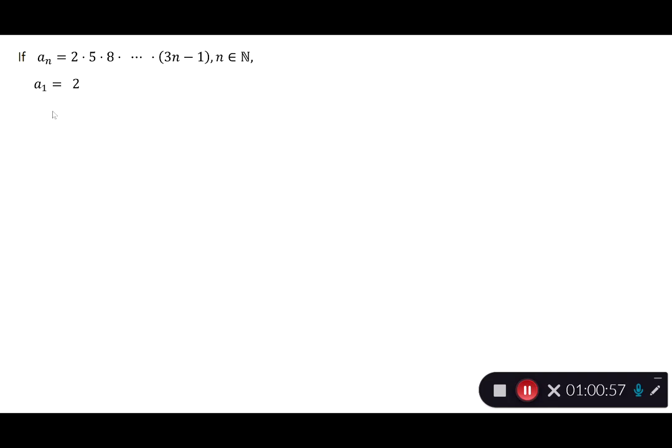Okay? If you didn't understand that, don't worry too much about it right now. When we go to a sub 2, what is a sub 2? Like I said, start multiplying, start with the 2, and keep multiplying until we figure out where we should stop. So plug n equals 2 into this 3n minus 1. 3 times 2 is 6, 6 minus 1 is 5. So we should keep multiplying until we get to 5. 2 times 5.